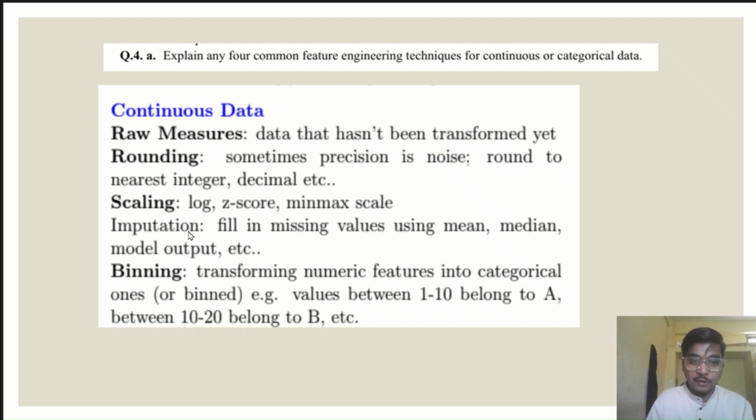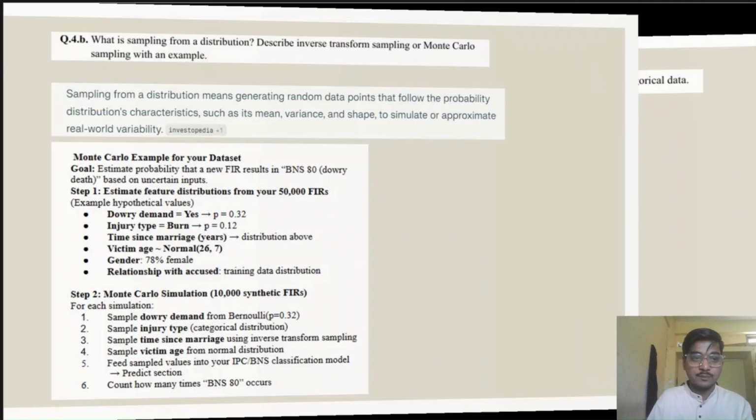Scaling. Scaling is of various types like log scaling, z-score scaling, min-max scaling, etc. Imputation. Imputation refers to filling the missing values using the mean, median, or model output of the dataset. Binning. Binning is a process where we transform the numeric features into categorical features, like values between 1 to 10 can belong to A, the values between 10 to 20 belong to B, etc. Let's move to the next question.